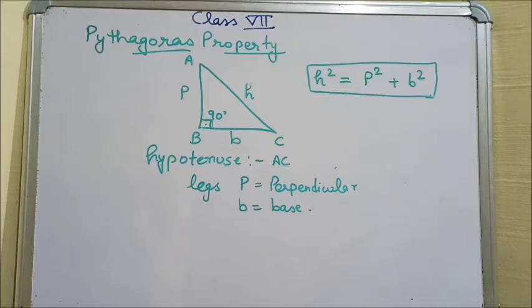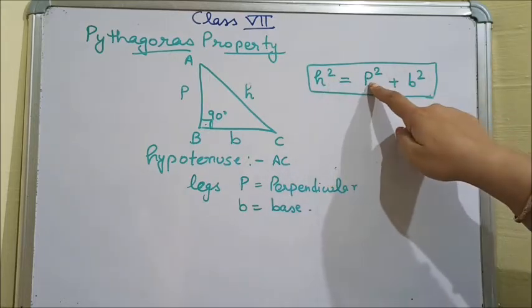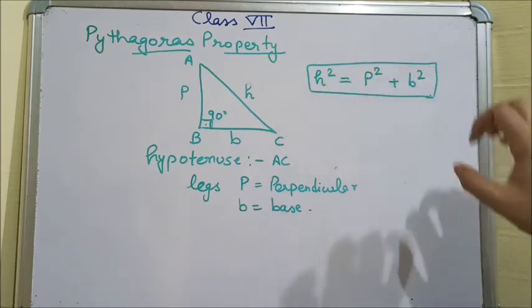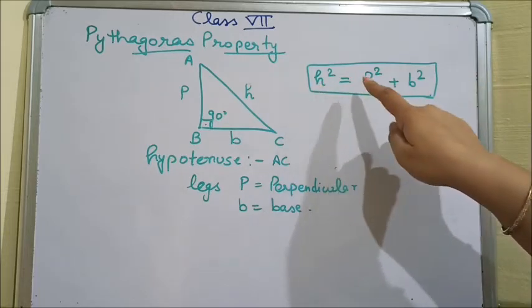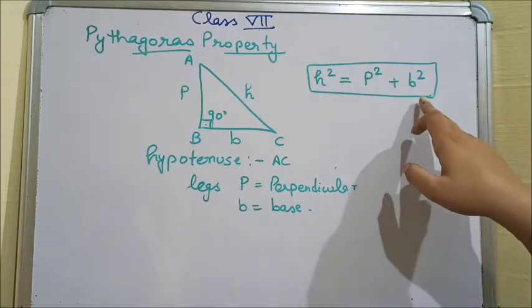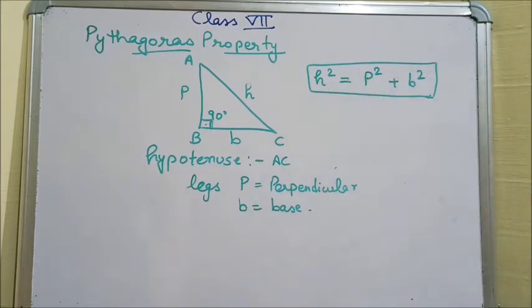This property is also useful in solving for unknown quantities. If the hypotenuse and base are known to us, we can find out p by putting in the values and forming the equation. There are three quantities: hypotenuse, perpendicular and base. If we want to know any one quantity and the other two are given, you can easily find it by forming the equation using the Pythagoras property.